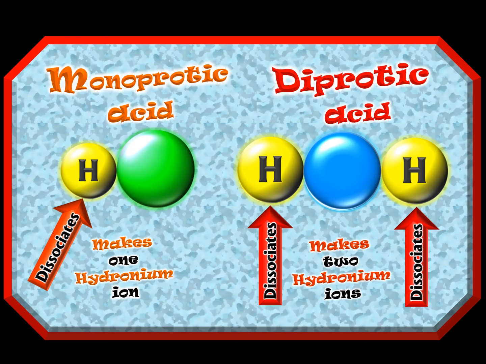And then we talked about a few other things like acid strength depends on dissociation. And then we also mentioned that some acids are monoprotic, some acids are diprotic. That will come up a little bit later.